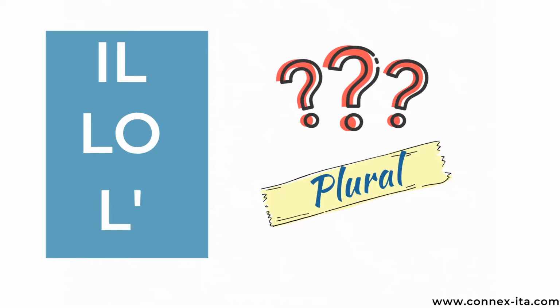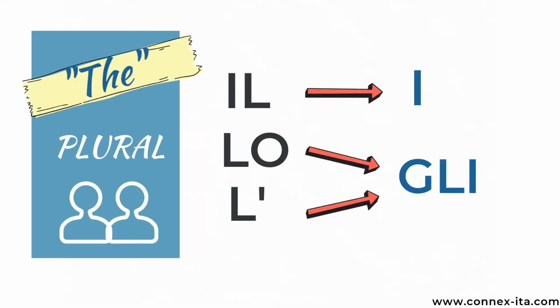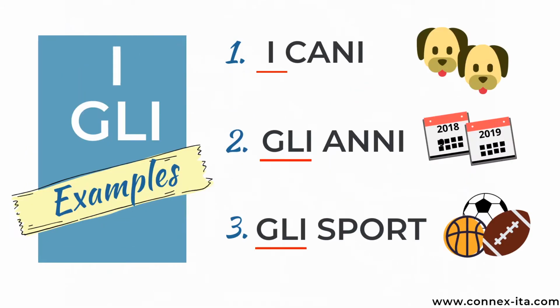Okay, we've seen the masculine articles in the singular form, but how do you say them when talking in the plural? It's pretty simple and there are no exceptions. In the plural, il becomes i, and lo or l' become gli. I, gli. Here you are the same words we've seen before, but in the plural form. Il cane becomes i cani, l'anno is gli anni, and lo sport in the plural is gli sport. I cani, gli anni, gli sport.